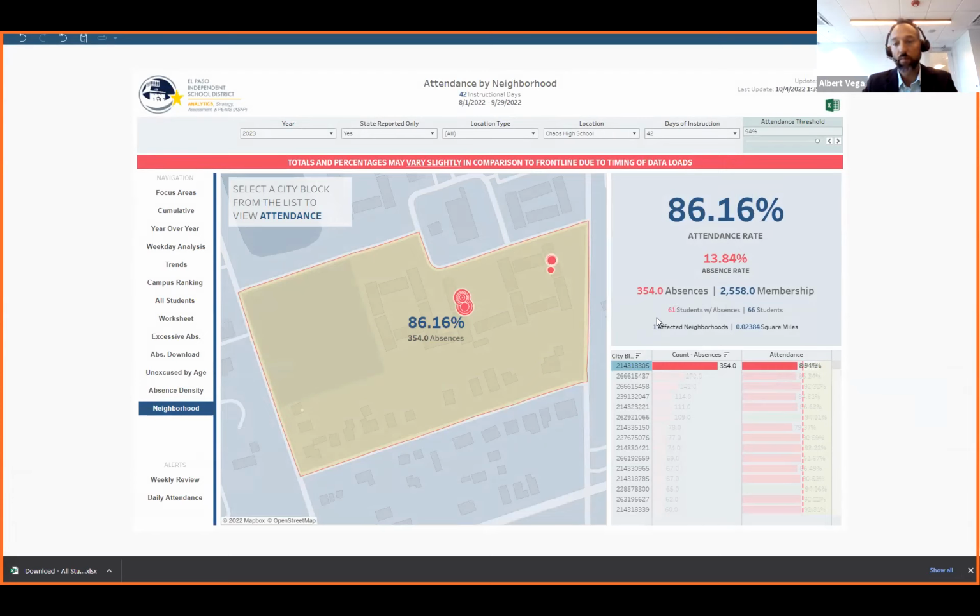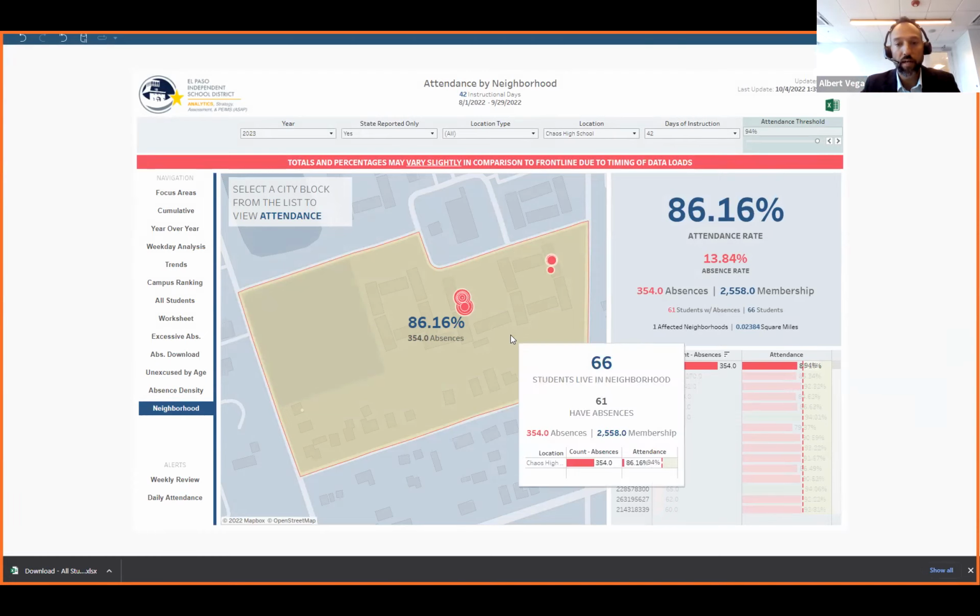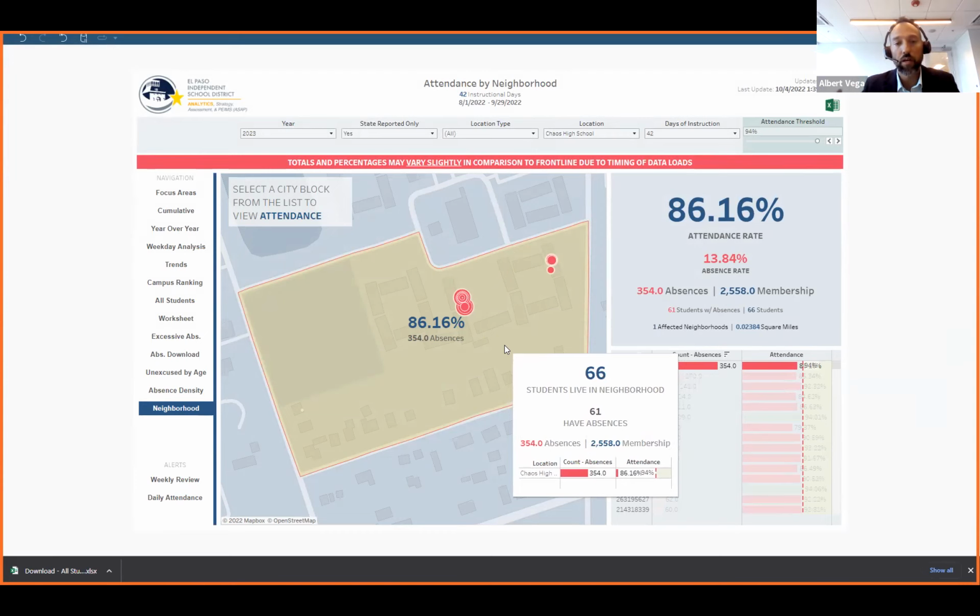Now, remember, this is at the campus level. If we were to look at it at a district level, it takes a little bit longer to load, but you can really get an idea of what neighborhoods need that targeted support. In this case, I believe it might be a lower income area, possibly an apartment complex. So we can send a team out there to knock on some doors and see where the students are.